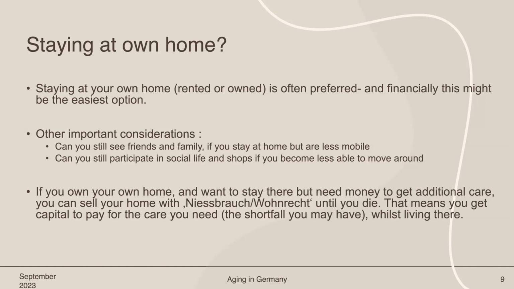If you own your own home, things start to get a little bit more complex, and you want to stay in your own home, but you need money to get additional care. You could, for example, sell your own home. Now this is getting into something that doesn't interest everybody, so skip through that part if you don't own your own home. But you can sell your own home with the right to use your own home, to stay in your home until you die. That means you get capital to pay for the care you need. Any shortfall you may have can get covered out of that capital you free up from your own home whilst you're still living there.